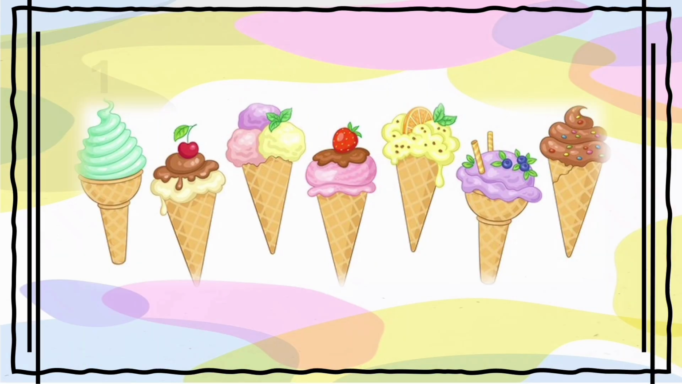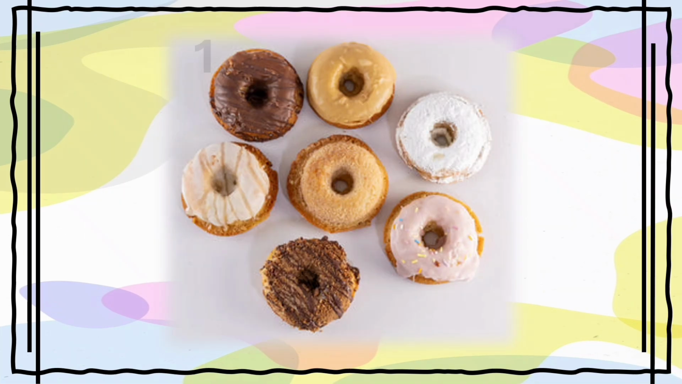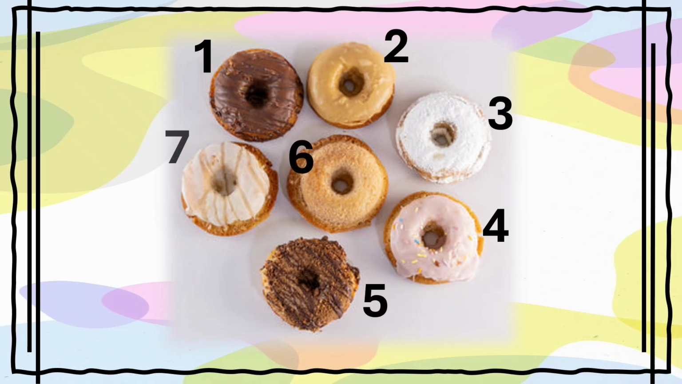Wow, these ice creams look so yummy. But how many ice creams are these? 1, 2, 3, 4, 5, 6, 7. Total 7 ice creams. Let's count yummy donuts. 1, 2, 3, 4, 5, 6, 7. 7 yummy donuts.